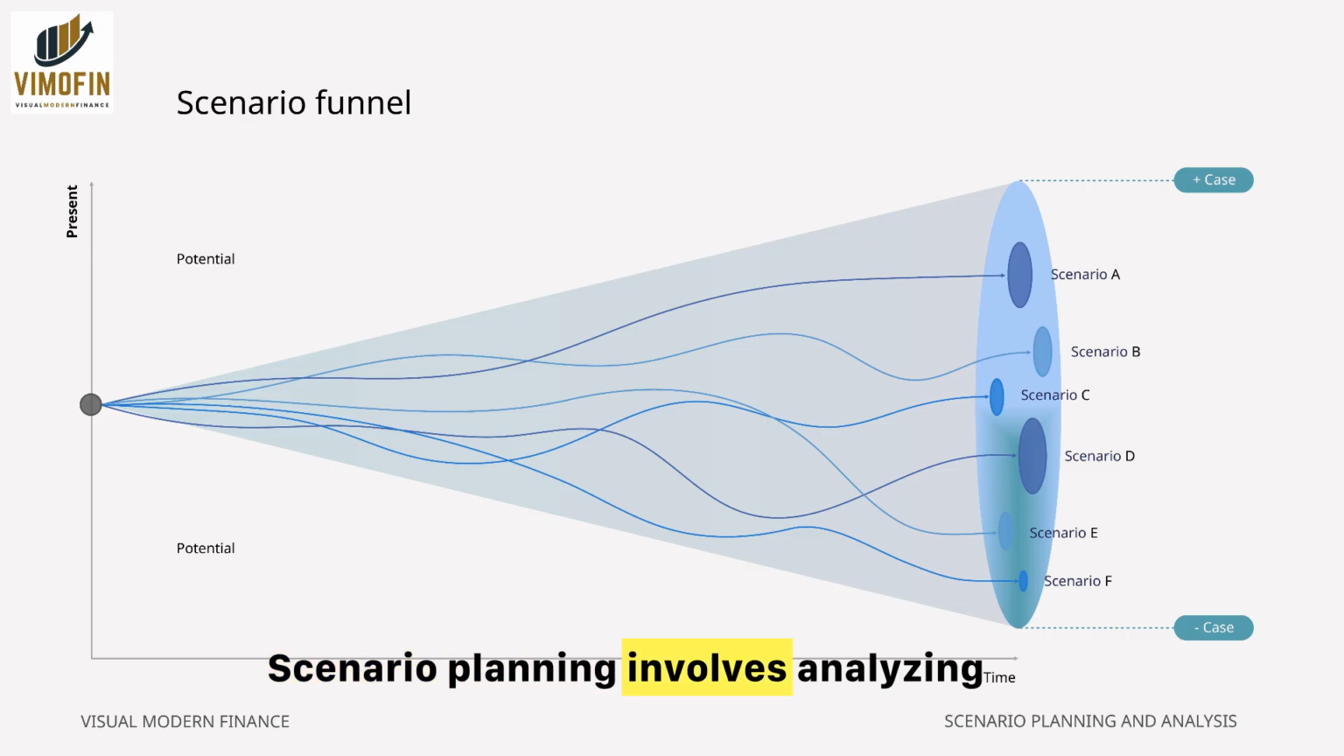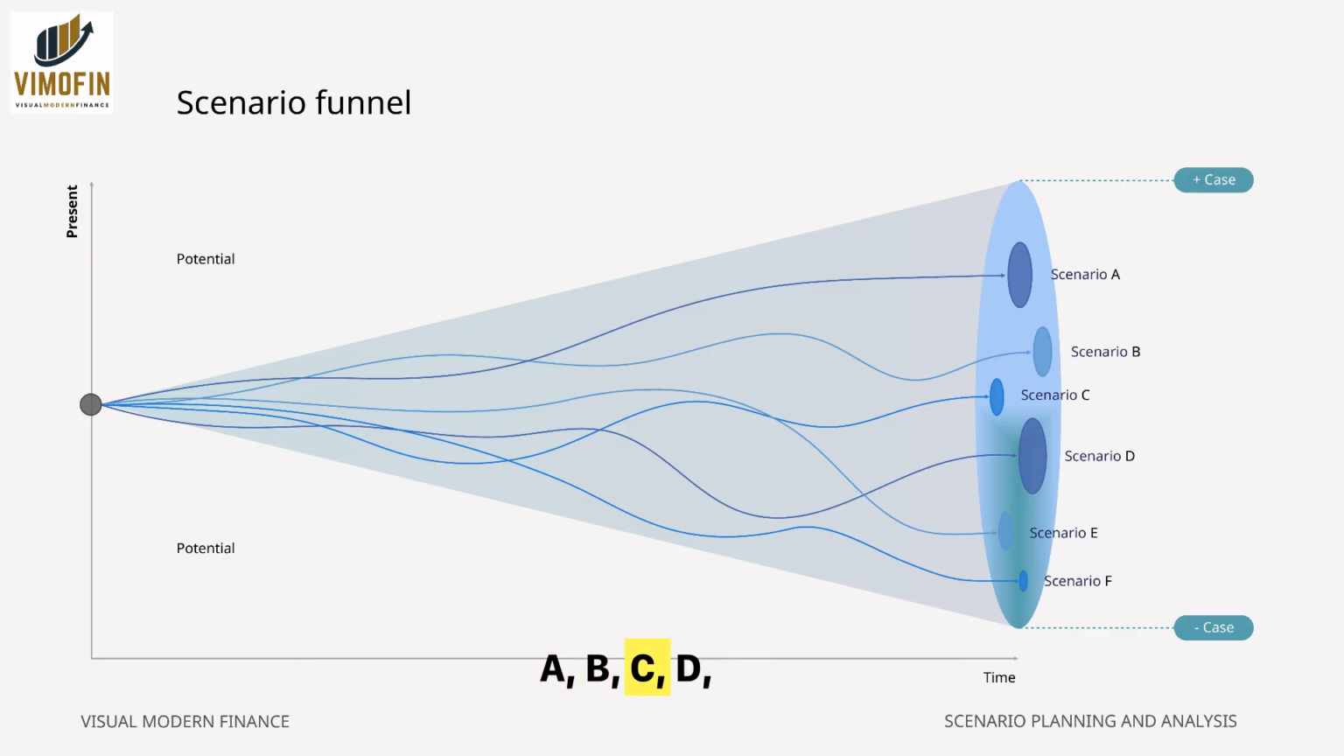Scenario planning involves analyzing potential future events by considering various scenarios like A, B, C, D, E, and F. This approach helps in understanding the impact of different variables on financial outcomes. The scenario funnel narrows down possibilities, focusing on present time, best case, and worst-case scenarios to guide strategic decision-making.